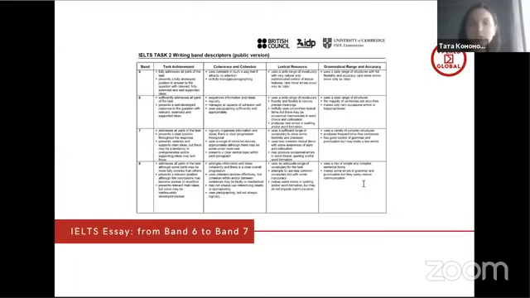First, let's have a look at the marking criteria which the examiners use to assess your essays. You might already remember that they are task achievement, coherence and cohesion, lexical resource, grammatical range and accuracy. They are all applicable for band 6 as well as for band 7. But the demands which they have are quite different. Though it's not always easy to understand how different they are, what exactly is different. Let's try to deal with them together.